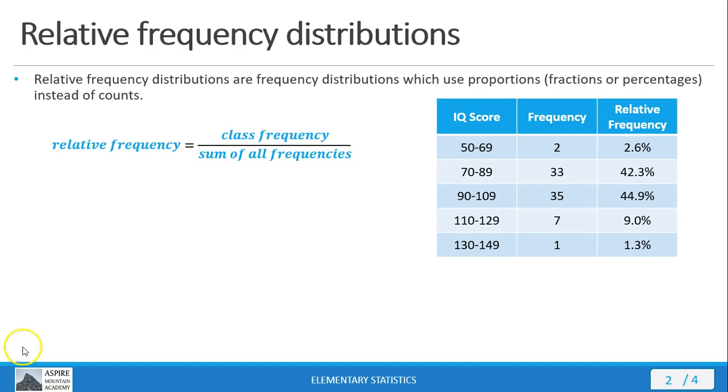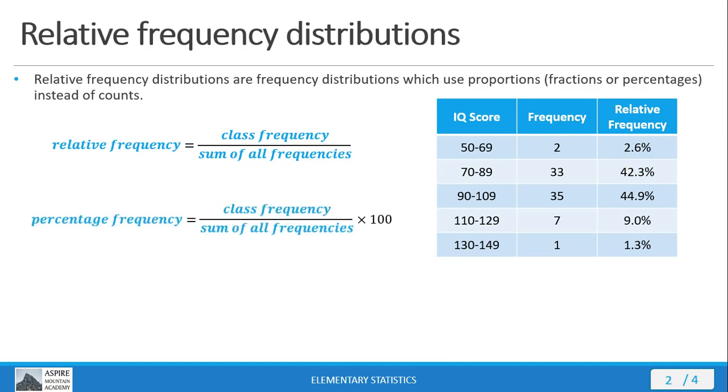So here, 2.6% relative frequency comes from taking 2 and dividing by the sum of all the categories. If we take 2 plus 33 plus 35 plus 7 plus 1, that gives us 78. When we take 2 and divide by 78, that gives us 0.026. And when you convert that from decimal to percentage, you get 2.6%.